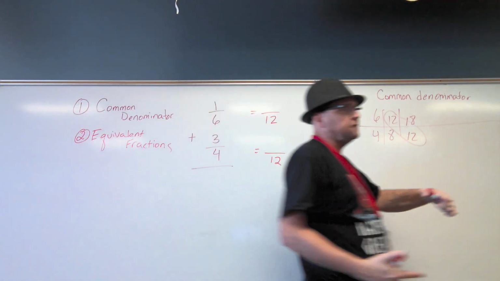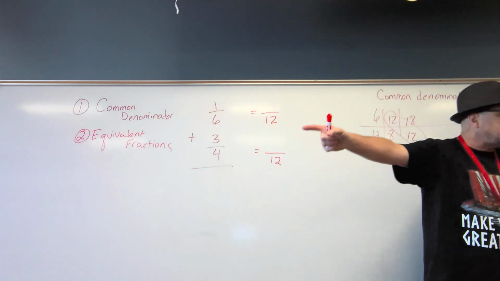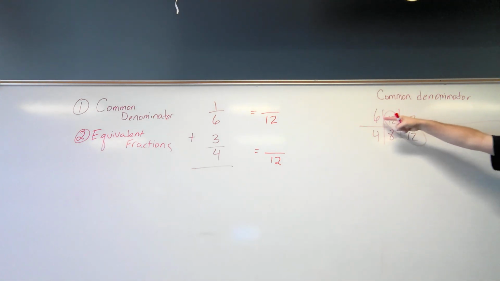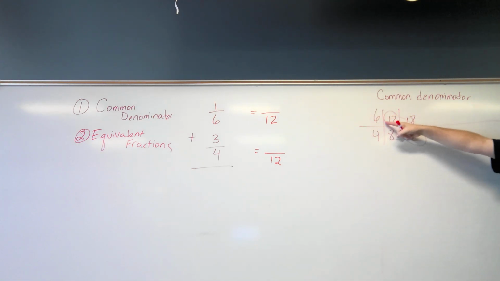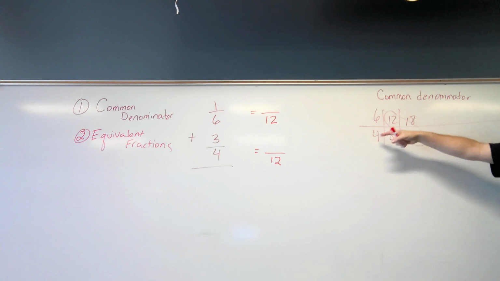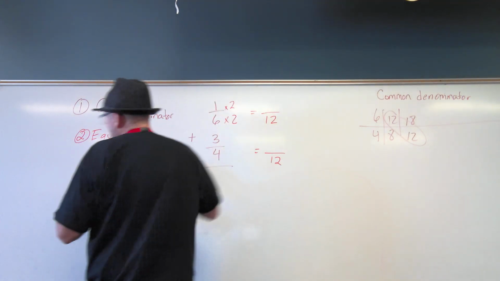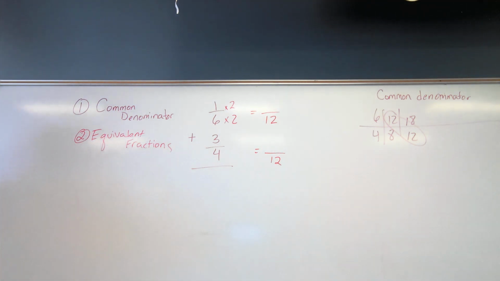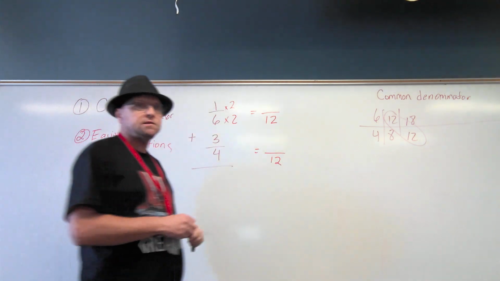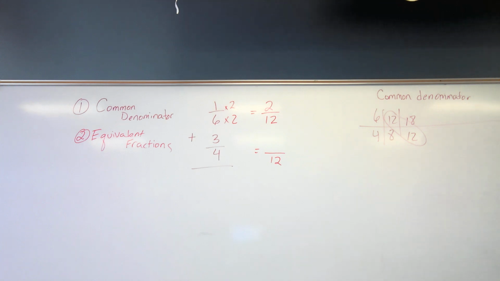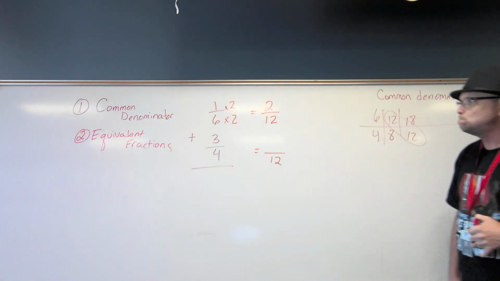But we don't want to change the value. So we have to figure out, what are we multiplying by 6 to get 12? Well, I can always go back and look here, and that saves me from having to do some more work. And 6 times what equals 12? 2. If I multiply my denominator by 2, I must also multiply my numerator by 2. And 1 times 2 is? 2. You will find out if you use fraction pieces that 1/6 and 2/12 have the exact same value.